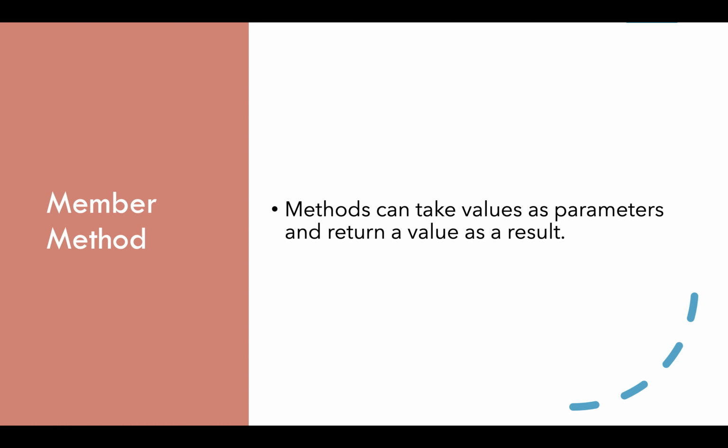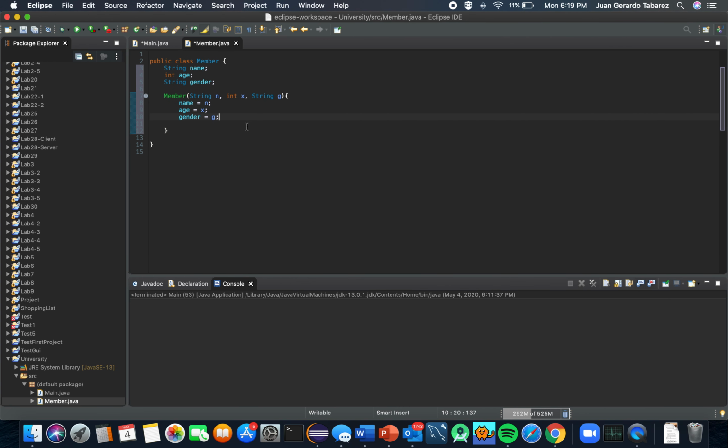And almost hand in hand with member field is member method. Methods can take values and parameters and return values as a result. So these are methods that only belong to the class, and aside from the constructor, we want to create a new method. What if I want to see what's on my object? So we're going to create a new member function, void display, which is going to print to the screen every single field.